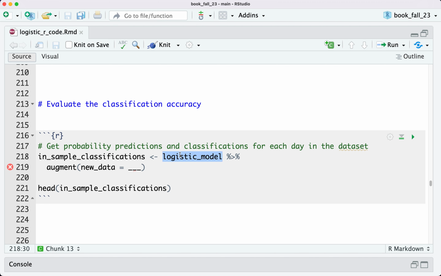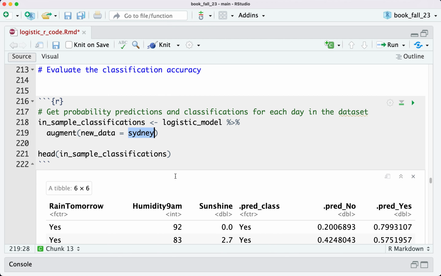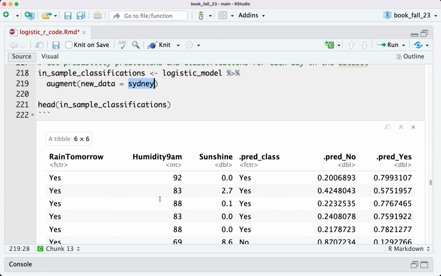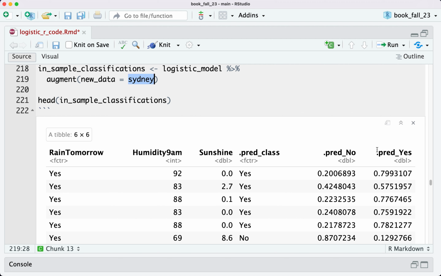So again, we're going to get those by taking the logistic regression model, augmenting it with new data. That new data here is the entire Sydney data set. So it's just the same code as above, except instead of plugging in one potential data point, we're plugging in all of our data points in our sample and storing them as in-sample classifications. And so if we look at the first 6 outcomes here, we have our first 6 data points, and for these first 6 data points, what was the probability of rain, the probability of no rain, and the corresponding classification, yes or no.